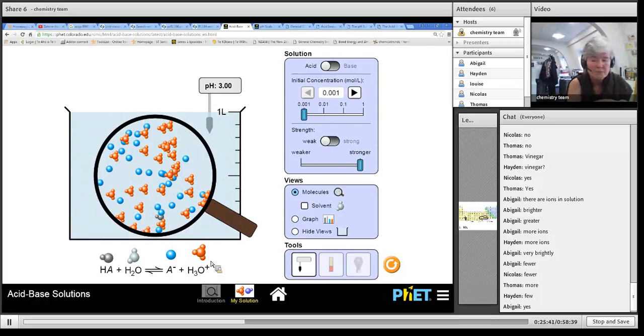So if I'm comparing a weak acid and a strong acid of the same concentration, which one has the lower pH, the strong acid or the weak acid? So I see Abigail's typing. The rest of you can... Okay, Thomas is typing, great.